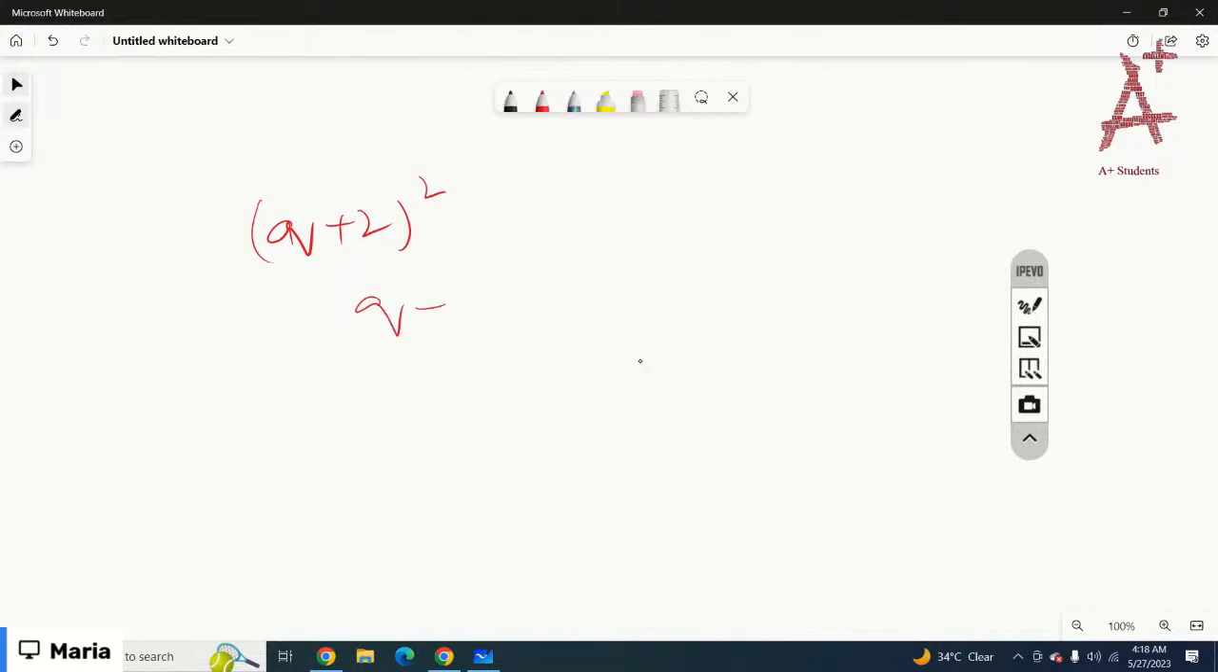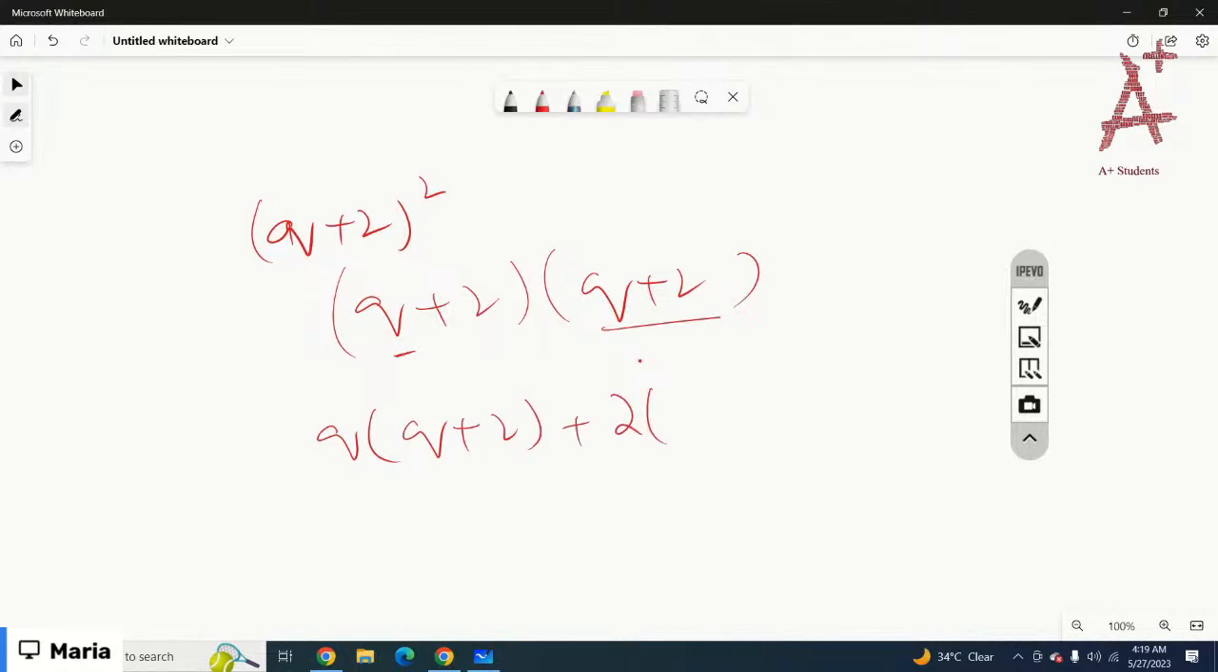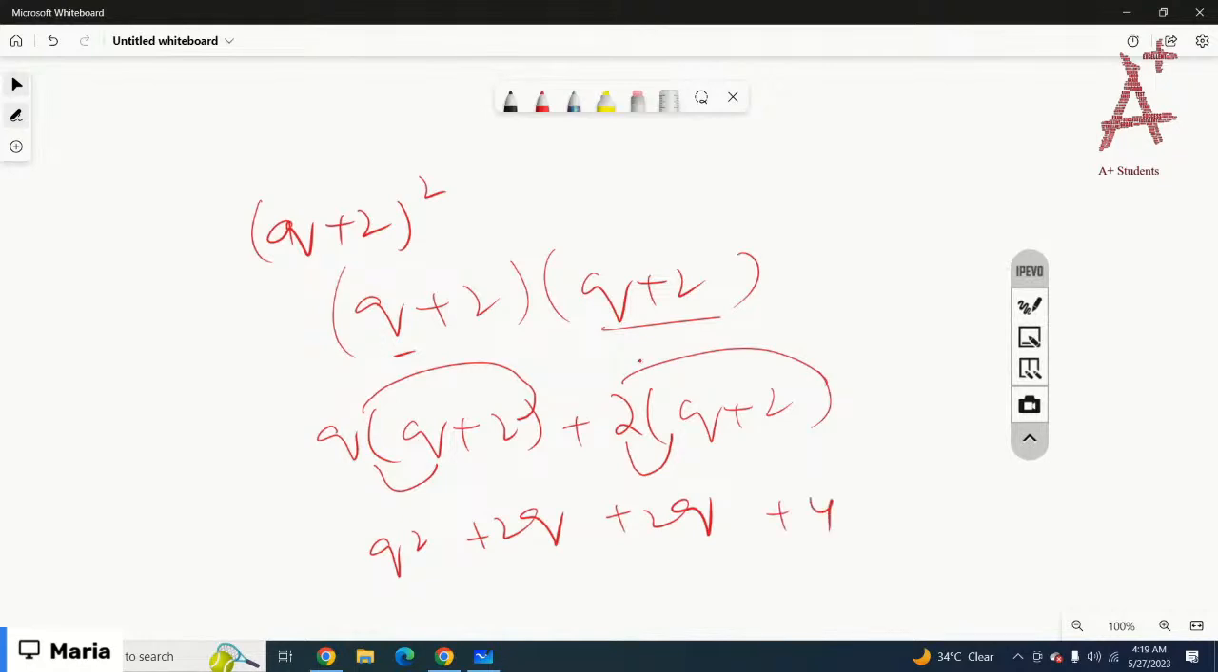Basically, it would be like this: q plus 2 times q plus 2. What you have to do is multiply this q with q plus 2, like this: q times q plus 2. Then you have to do plus 2 times q plus 2. So q times q is q square and q times 2 is 2q. Then again you have to do the same thing over here: 2 times q is 2q and 2 times 2 is 4. So the correct option is q square plus 4q plus 4.